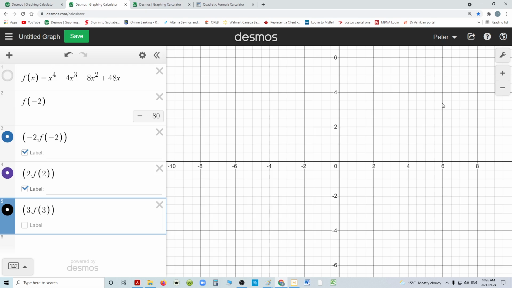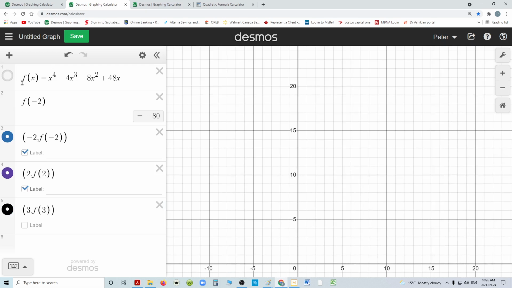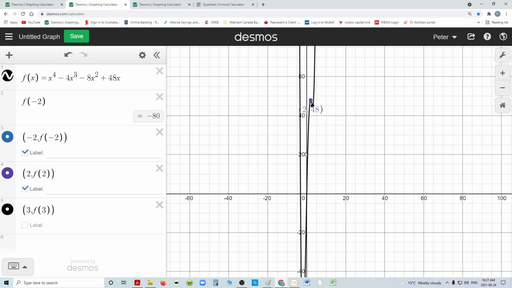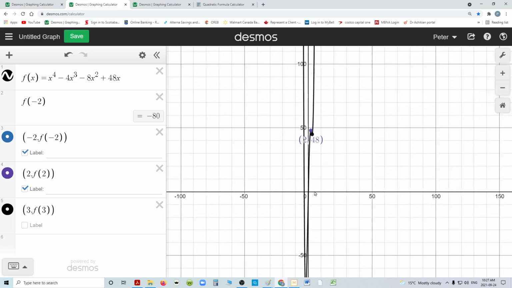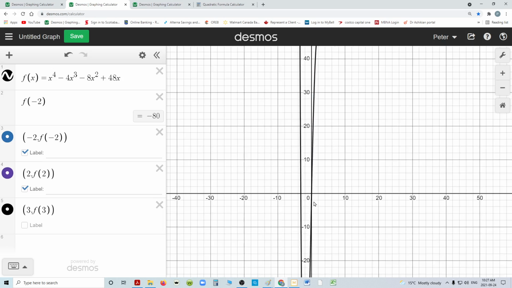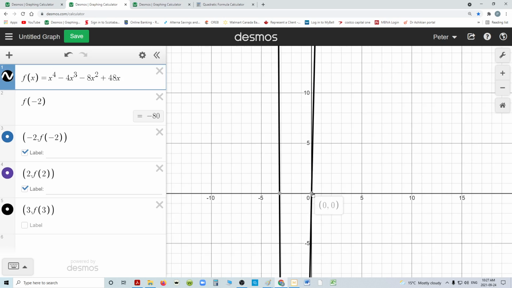Let's just try something like that. I don't know if it's going to do it. And then you would find your points of inflection as well, and then you would join them. And sure enough, it does a weird little wiggle there. And that's what you get. And it goes through 0, 0.